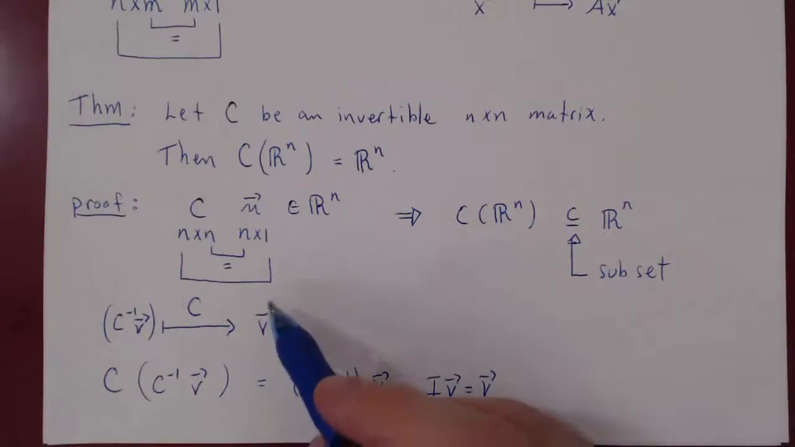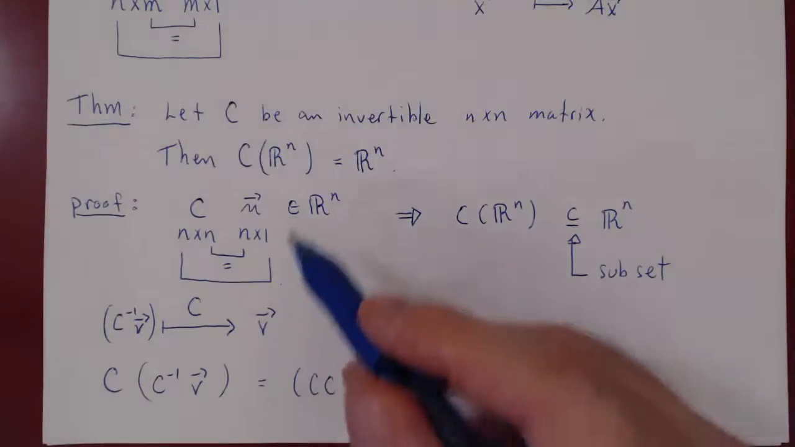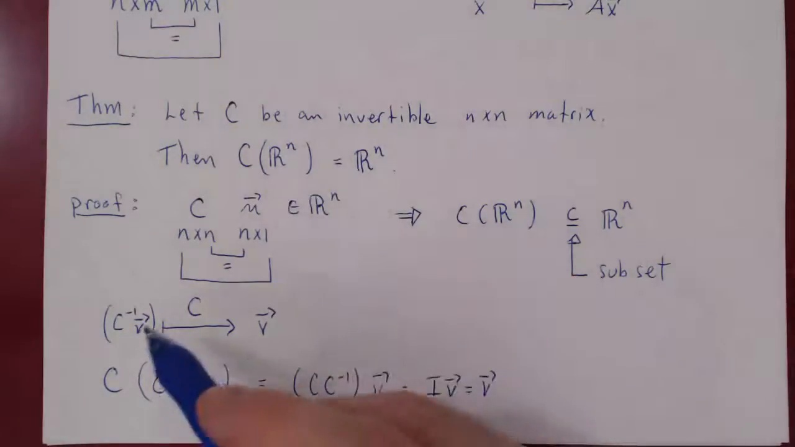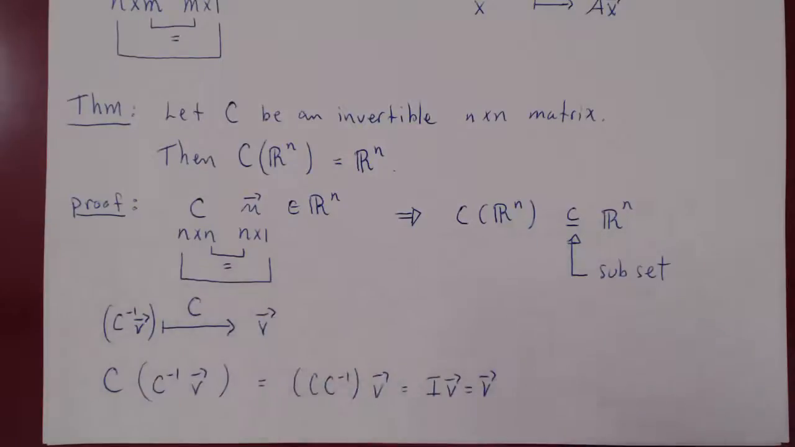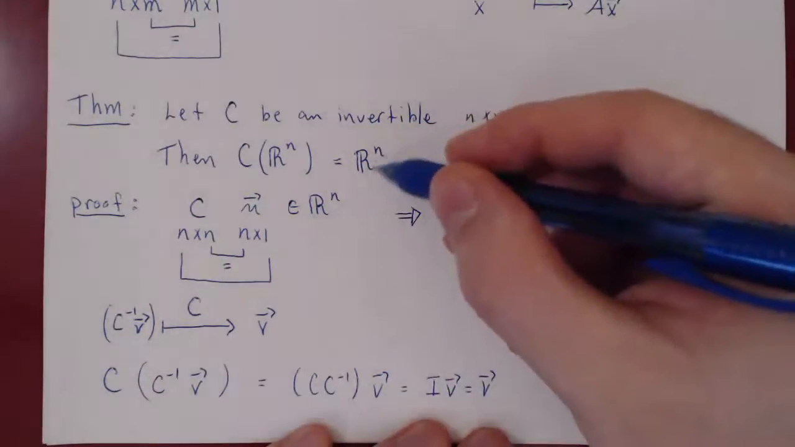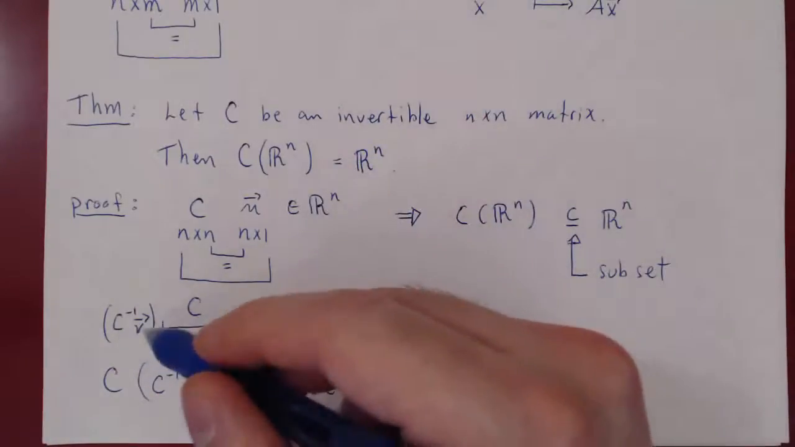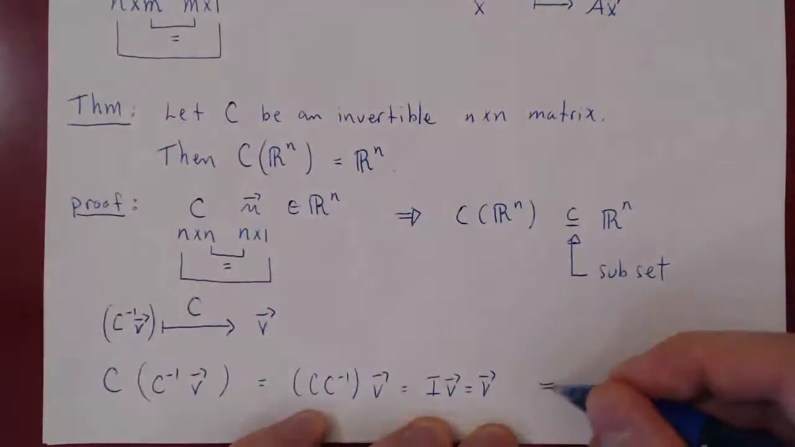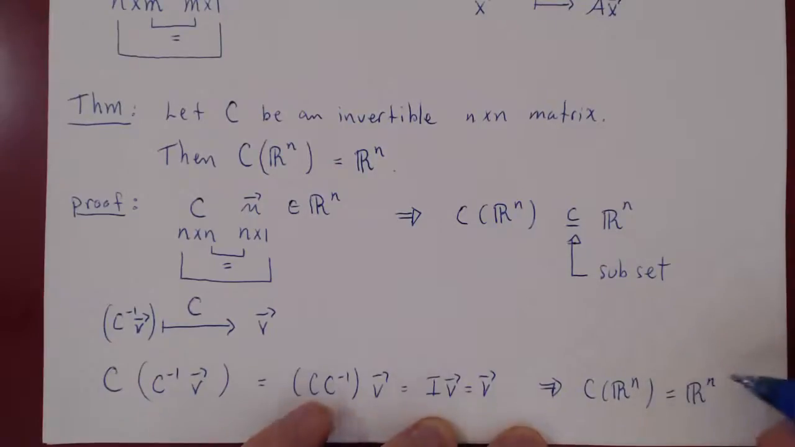So if you want the image to be any given vector in Rn, say v, just pick the pre-image in Rn to be C inverse v. And C times this vector is vector v, which proves that we can attain any vector in the range by choosing the appropriate vector in our domain. So this proves that C times Rn is indeed Rn.